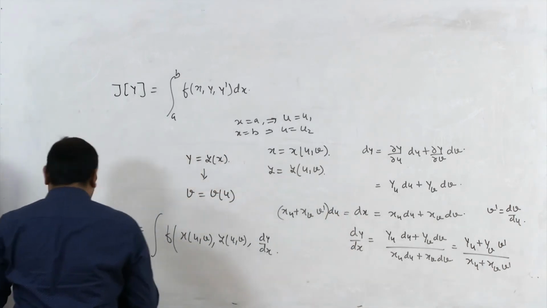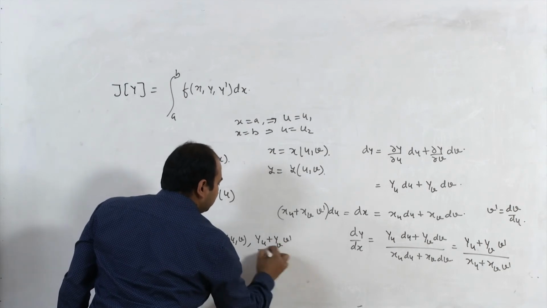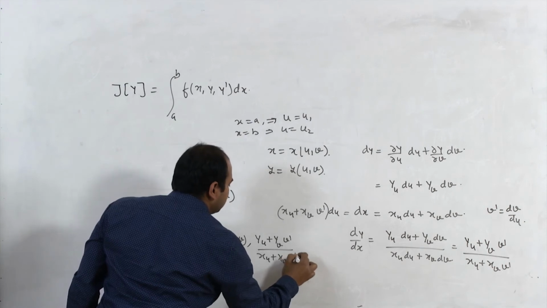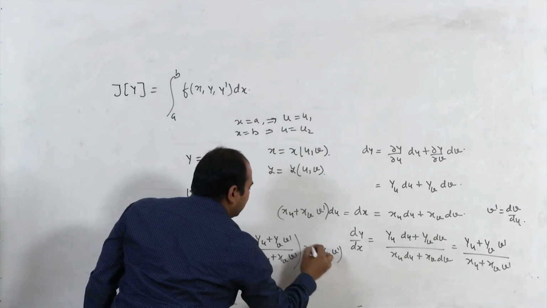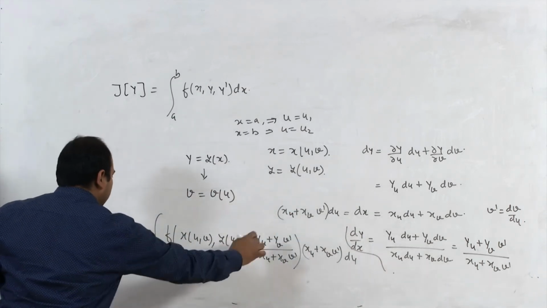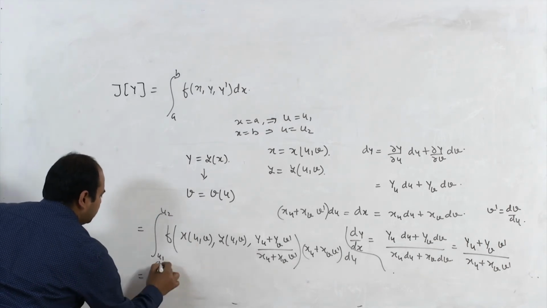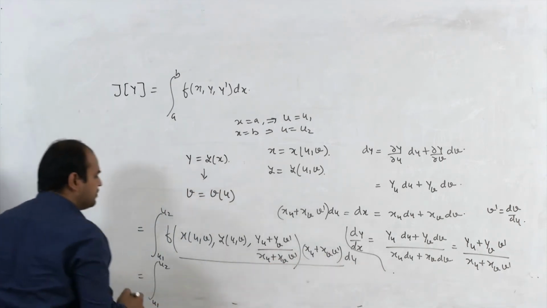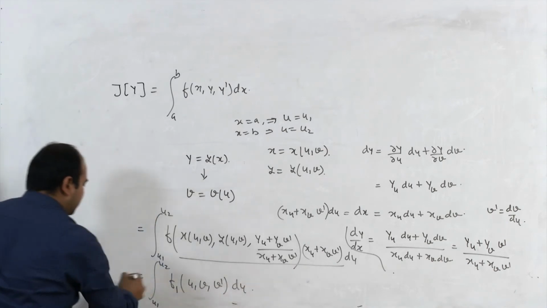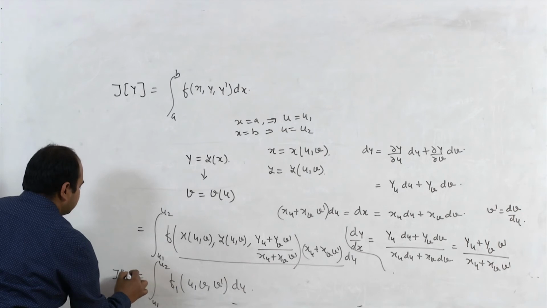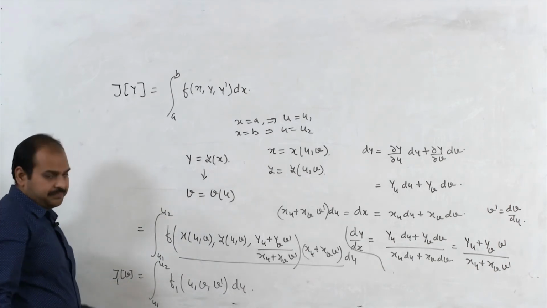So dx can be written as this. It means that in place of dy by dx we can write this quantity, that is y of u plus y of v v dash divided by x of u plus x of v v dash, and in place of dx we write x of u plus x of v v dash du. The corresponding limits are u1 and u2. So, from u1 to u2, this is some function given in terms of u, v and v dash, and du. We call this function f1 of u, v, v dash, and call this functional j1, which is given in terms of v. So here your extremal curve is y and here your variable is v, is it okay.